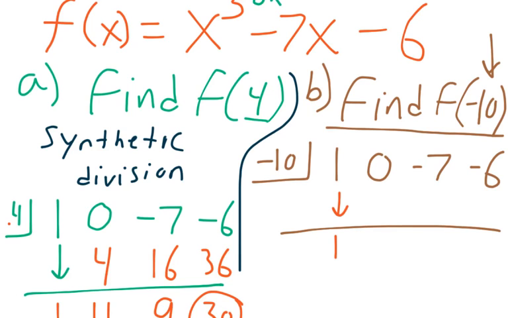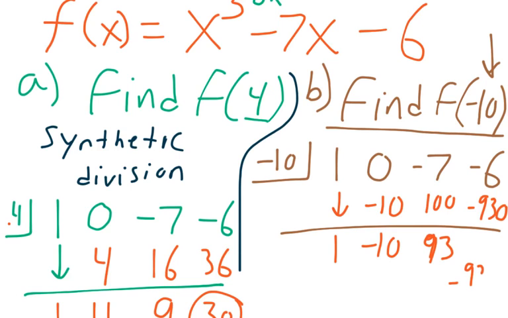So 1 comes down, 1 times negative 10 is negative 10, and then 0 and negative 10 makes negative 10. Negative 10 times negative 10 is positive 100. So this makes it positive 93. Gets a little nasty, it's okay. So positive 93 times negative 10 is negative 930, just add a 0. And then add these together, you get negative 936. Go ahead, plug this in your calculator and try to figure out what this is. If you did this, that's the answer you would get.